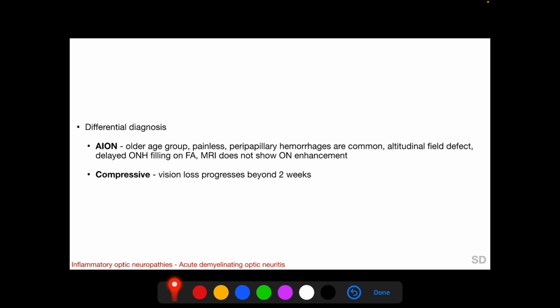So what are the differential diagnoses of optic neuritis? We have acute ischemic optic neuropathy, which presents usually in an older age group, is painless, and has peripapillary hemorrhages, which are very uncommon in optic neuritis. Field defects are usually altitudinal. We have delayed optic nerve head filling on fluorescein angiography, and MRI does not show ON enhancement. In compressive lesions, we find vision loss progressing beyond 2 weeks of symptom onset.